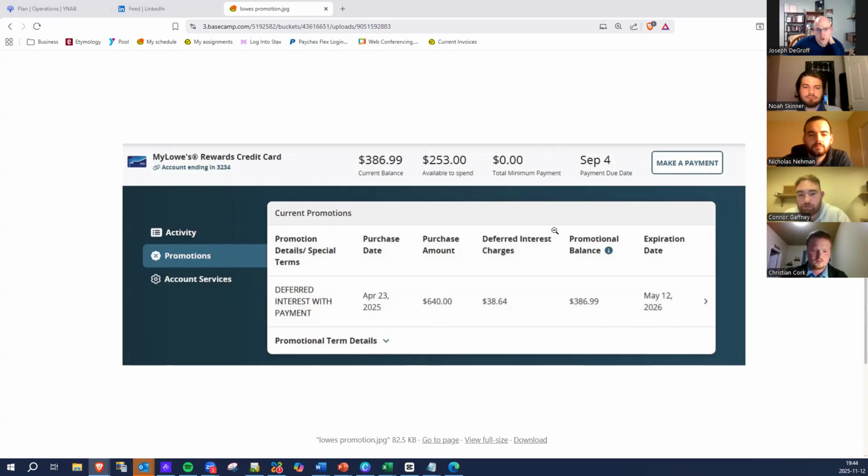What this deferred interest charge means is if she does not pay all of this balance off by the expiration date, she is still responsible for all of the interest. So they still calculate interest on this 0% loan, and you just don't get charged it if you pay by this date. But if you don't pay, so on May 13th, if she hadn't paid that, all of that deferred interest charge would get tacked on to her loan.